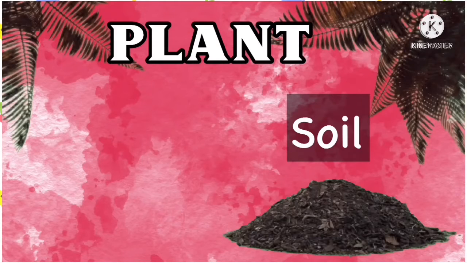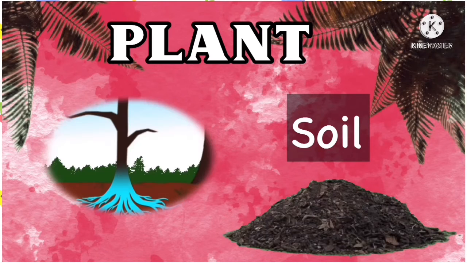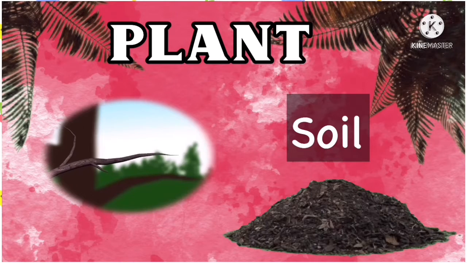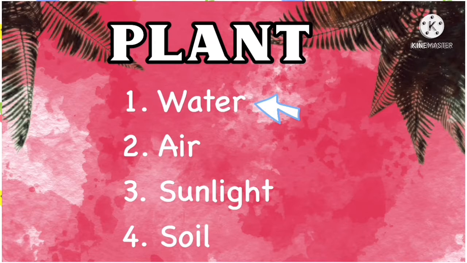The soil provides roots with water and nutrients, which then transported to the rest of the plant. Now, let's recap the 4 things that plants need to grow: water, air, sunlight, and soil.